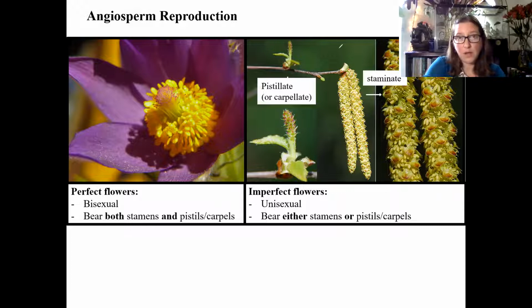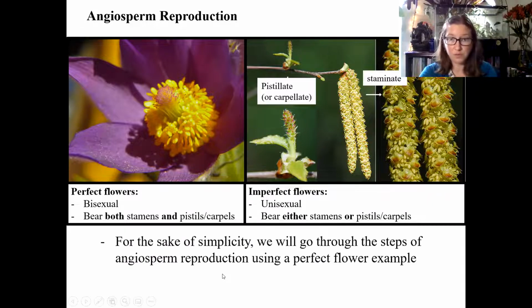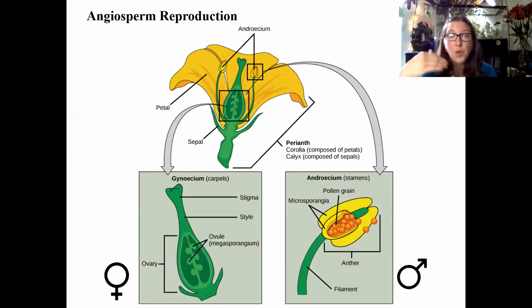But in order for us to talk about angiosperm reproduction, I'm going to use a perfect flower for the sake of simplicity as we go through this. So, here's a flower. And on the flower, there are male reproductive structures, the stamens, and female reproductive structures, the carpels, right? And we already have learned the parts of these things in the flower lecture.